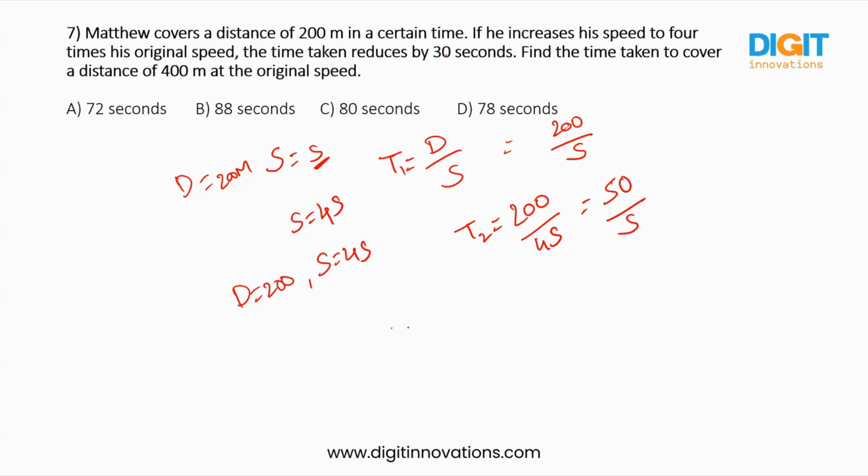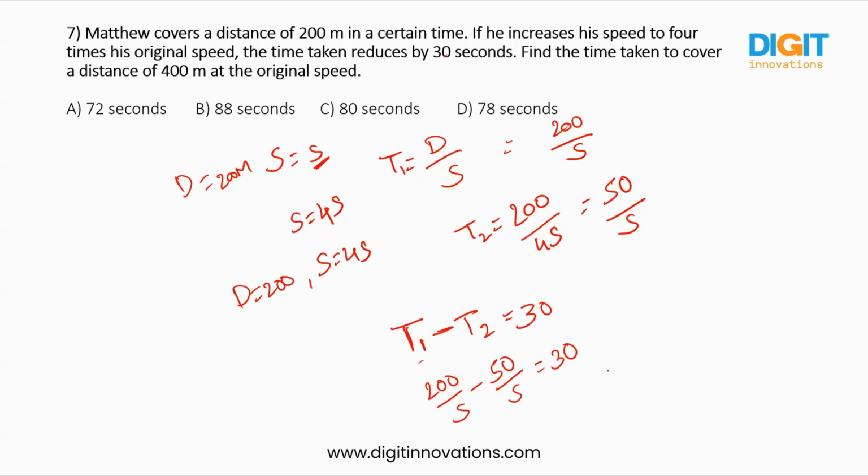So whatever time taken here and whatever time taken in the second speed, they got the difference as 30 seconds. This is the meaning. Okay, so T1, you know what is the T1 value? It is 200 by S minus 50 by S equal to 30.